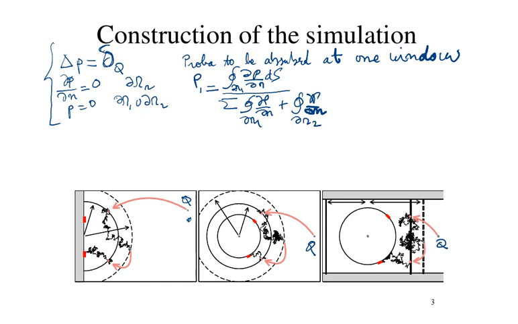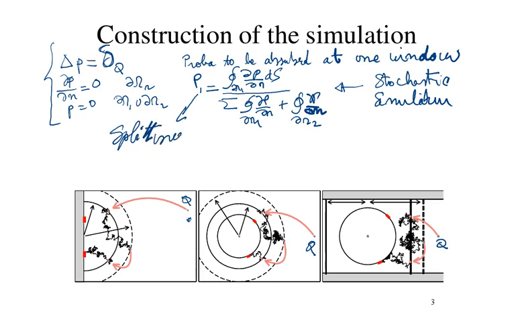Okay, so this is the problem we are approaching by this stochastic simulation. We are estimating this probability. It's called the splitting probability.